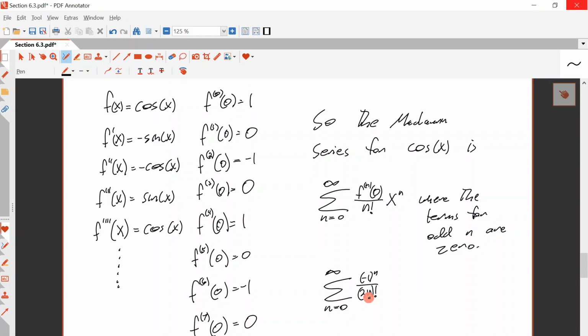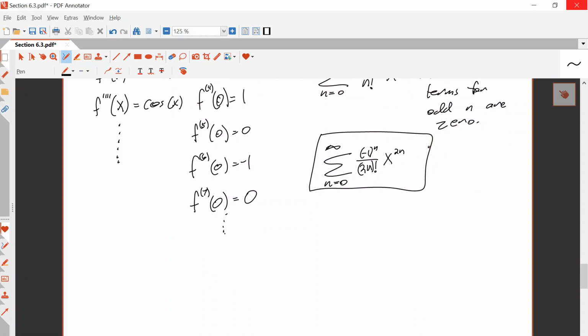So for the 0 term, it's 0 factorial. For the n equal to 1 term, it's 2 factorial, right? 0 factorial, 2 factorial, 4 factorial, 6 factorial, 8 factorial, so on and so forth. So it starts with plus 1 over 0 factorial, minus 1 over 2 factorial, plus 1 over 4 factorial, minus 1 over 6 factorial. So it looks like that. x to the 2n.